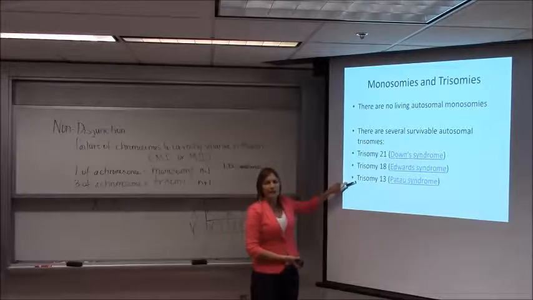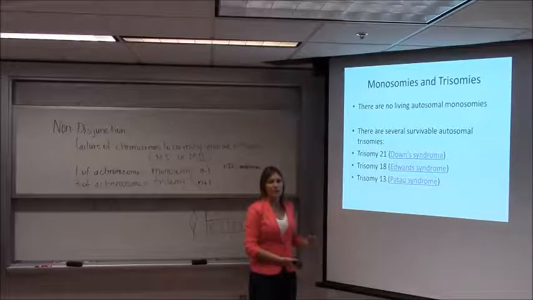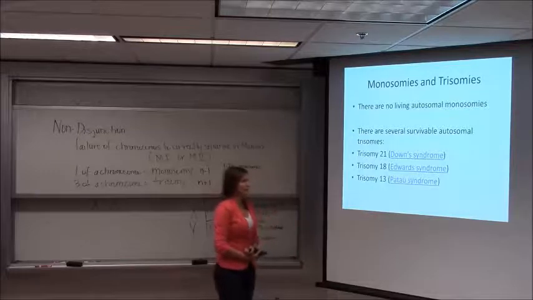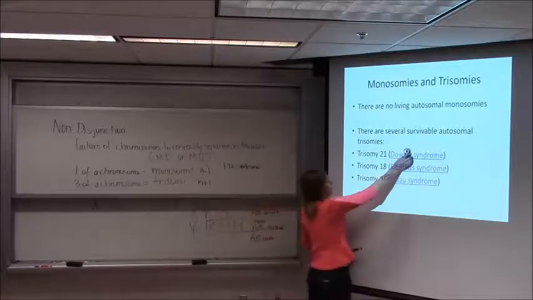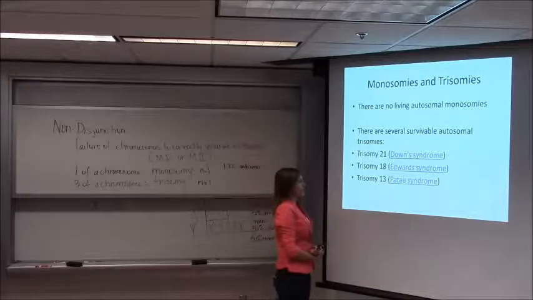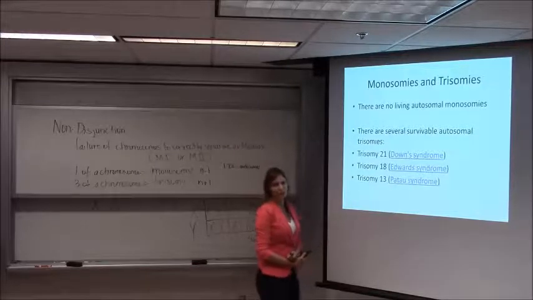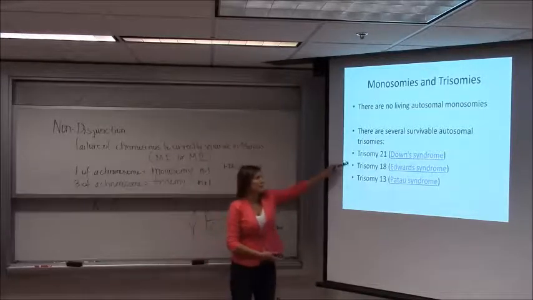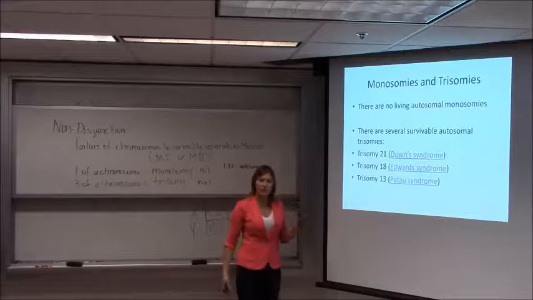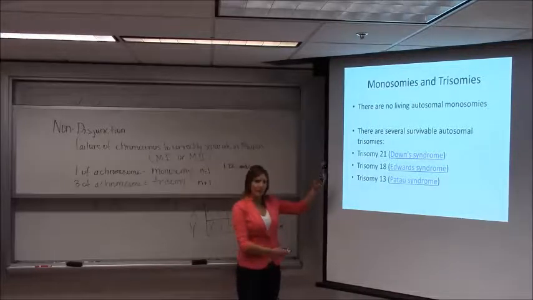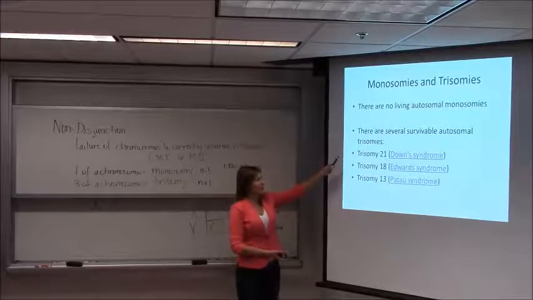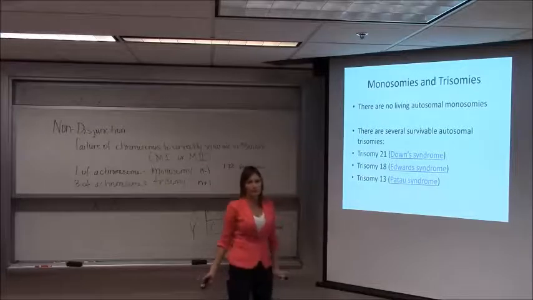21, 18, and 13 happen to be chromosomes that don't code for as many traits. 21, if you have 3 21s, you have Down syndrome. But trisomy 18, Edwards, and trisomy 13, Patau syndrome. So 13 and 18 have some severe birth defects. 21, whole range of abilities of these people. Some have fairly normal lives. Some have more issues than others. So there are some survivable autosomal trisomies, but no living autosomal monosomies.